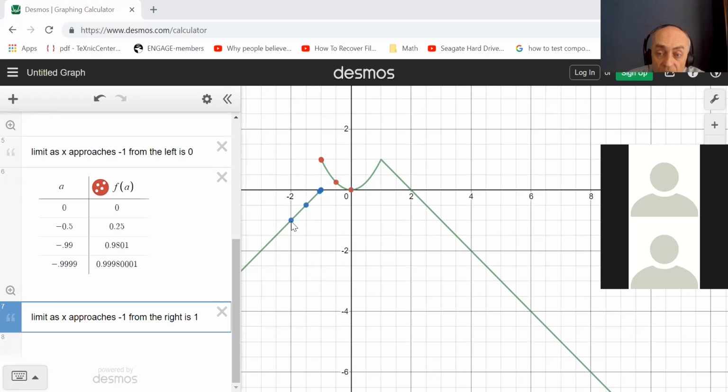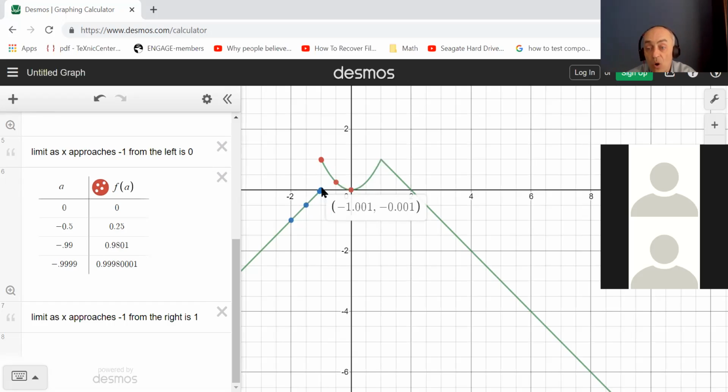On the graph, folks, because this is important, saying that we calculate limits from the left means that we allow the blue points to get closer and closer to -1. Their x coordinates are getting closer and closer to -1 from the left, and the corresponding points on the graph get closer and closer to this point here, which is -1, 0, and the y coordinate of that point is my limit.